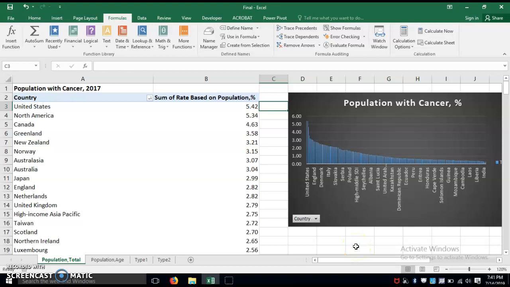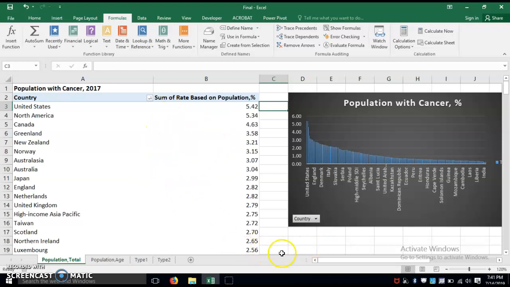Good day, everyone. Here is my final project for CIS 3367, and I will talk about cancer. I will analyze cancer on a global perspective, basically how many people have this disease globally and what the age groups are, and also I will talk about different cancer types.